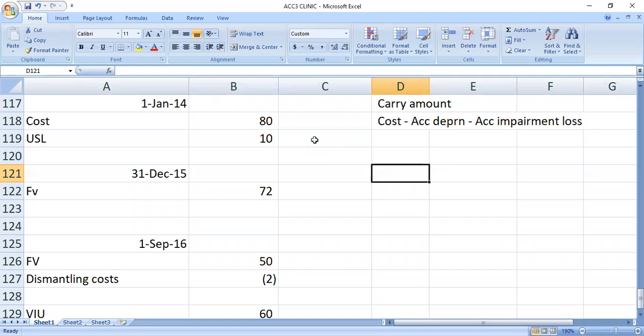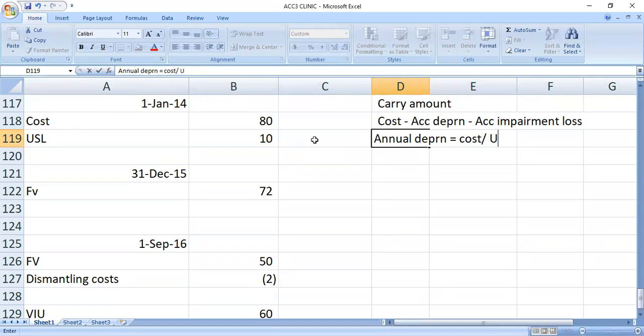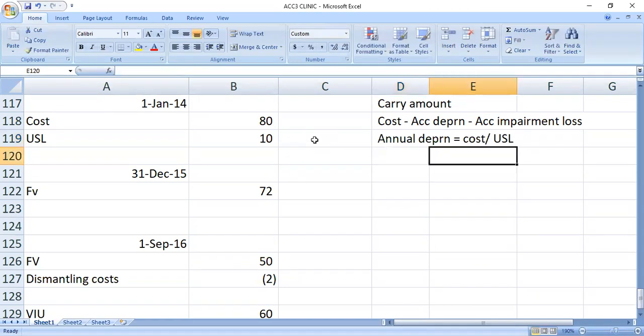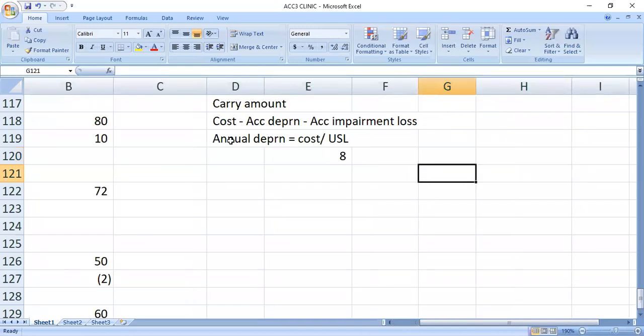We can see that these are 2 years. From 1st January 2014 to 31st December 2014, that's 1 year. Then to 31st December 2015, that's another year. So there are 2 years. Therefore, I can first obtain the annual depreciation. Straight-line depreciation is cost divided by useful life. The cost was given as 80 million, and the useful life is 10 years, giving me 8. So we have 8 million as our depreciation for the year.